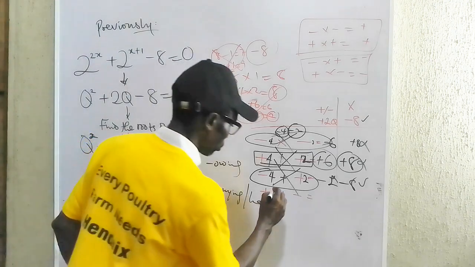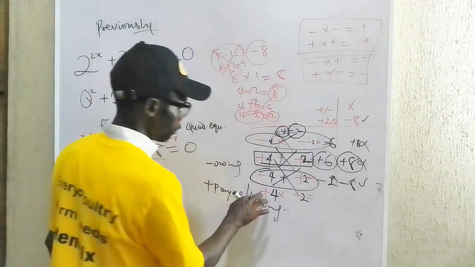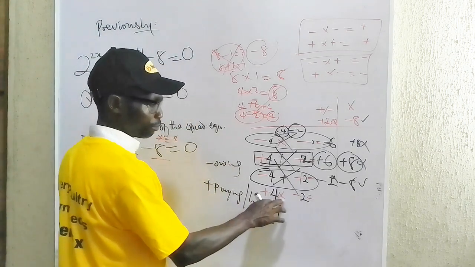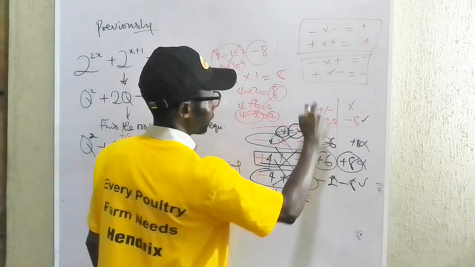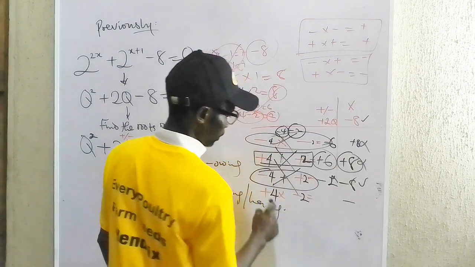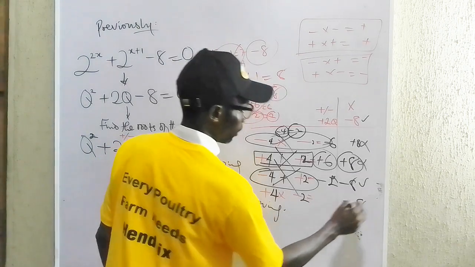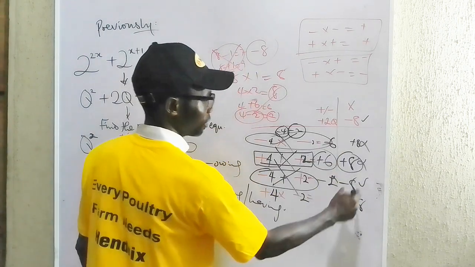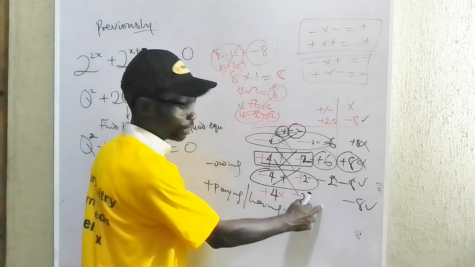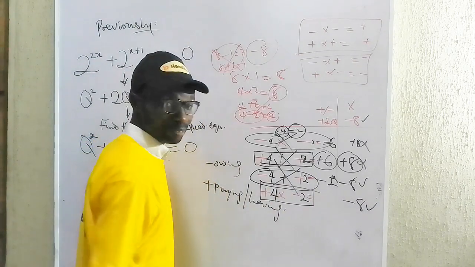Now let's try plus 4 minus 2. Let's see. Plus times minus. Plus times minus is minus. So let's have it minus. 4 times 2 is 8. That means it's looking like this. It's also correct. But let's see if this will be correct. If this is correct, that means this combination will be correct.